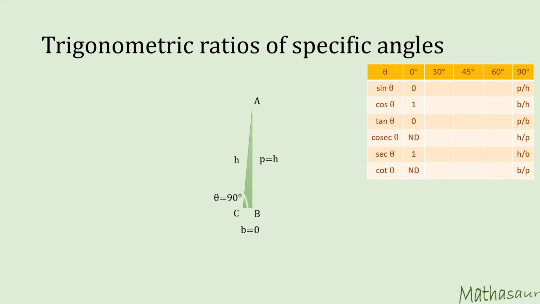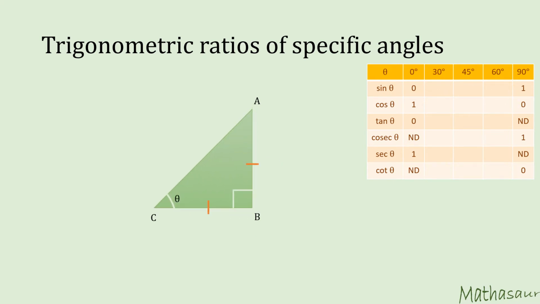So similar to the column for 0 degrees, let us fill the column for 90 degrees. So I get sin theta equals 1, cos theta 0 and so on. Please note that the sin and cos values for 0 degrees and 90 degrees are interchanged. This would come in handy later.